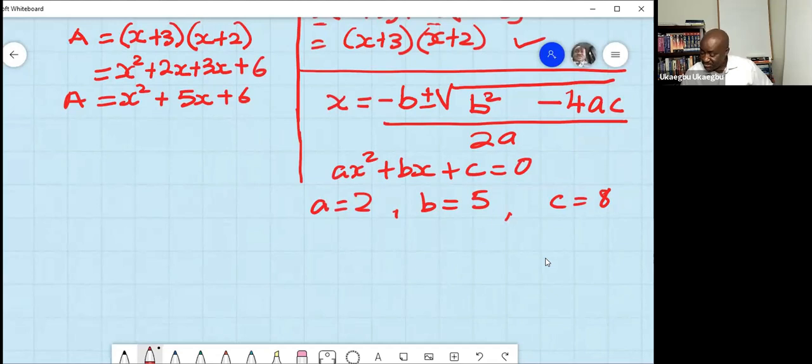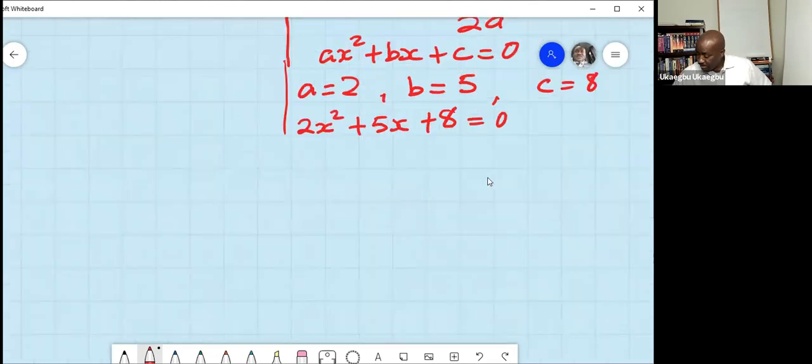Let's say our equation is 2x squared plus 5x plus 8 equal to 0. Now, we are going to plug these numbers into this expression, and we are going to evaluate the square root sign, and then you will see what we get. So let's plug in the numbers, okay?